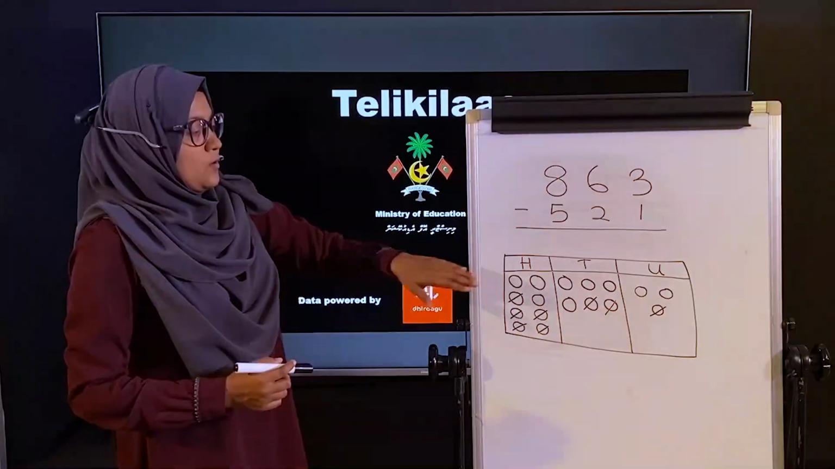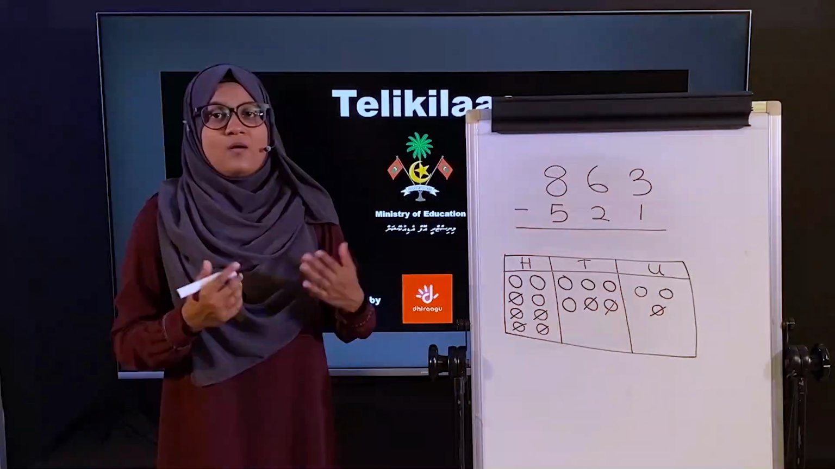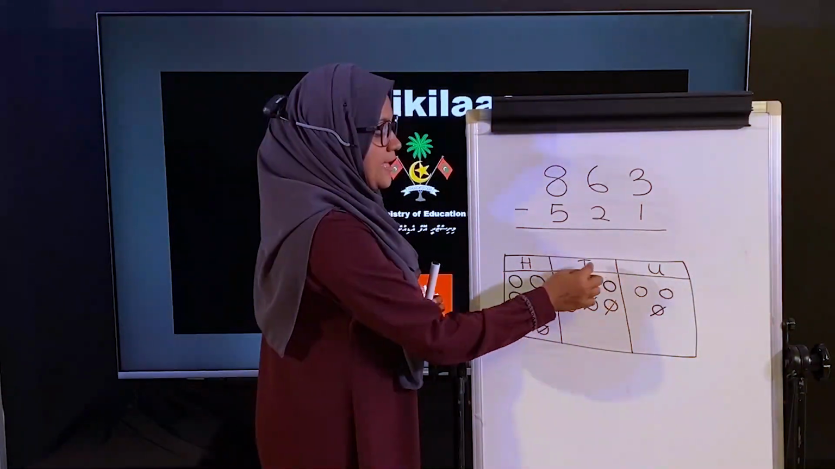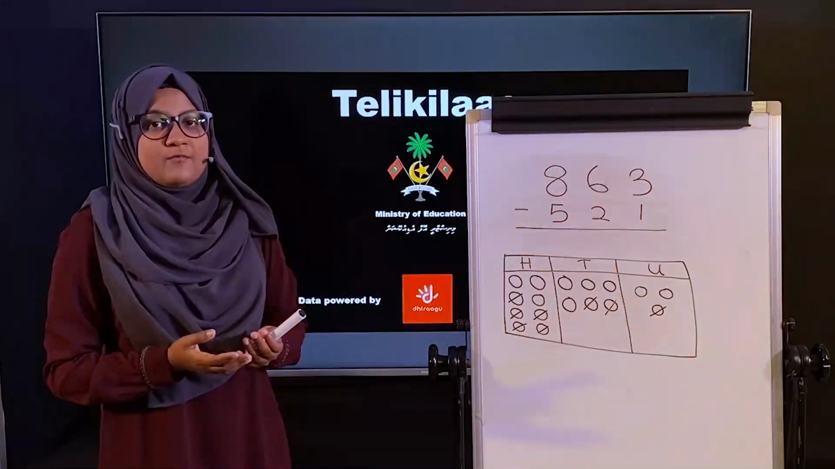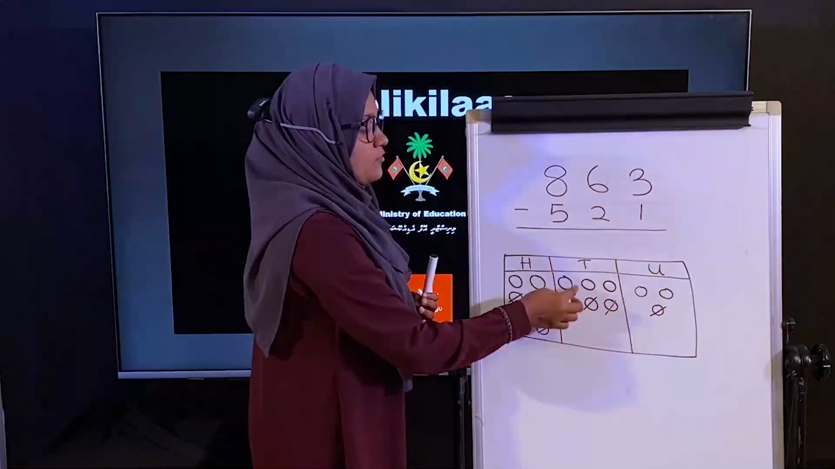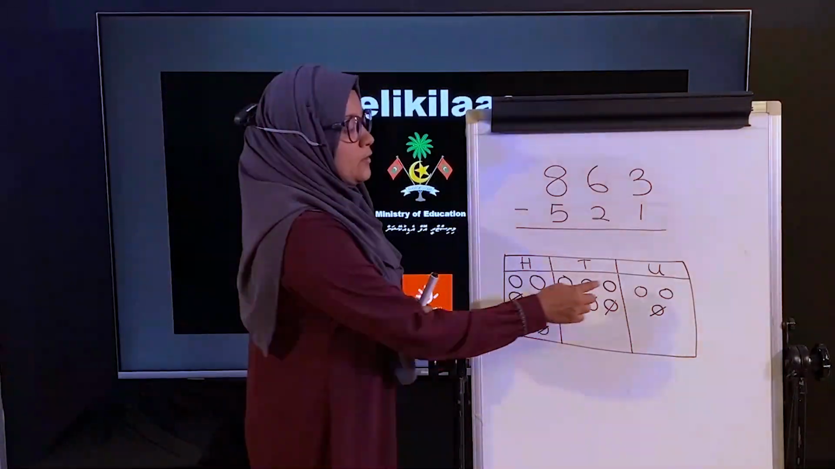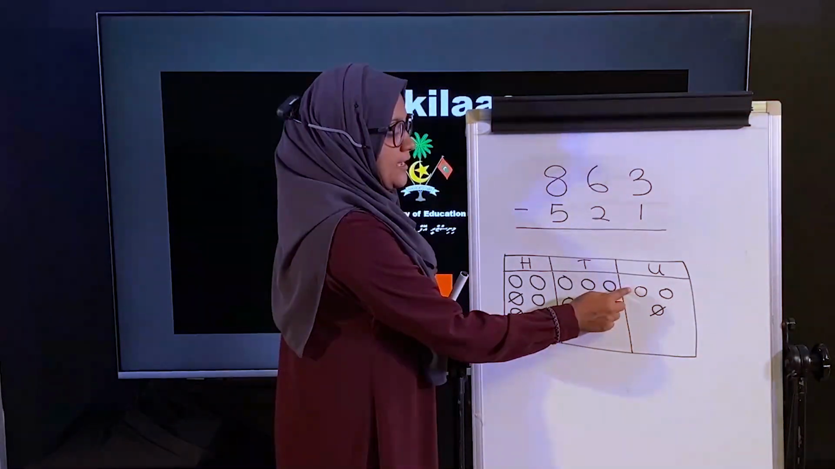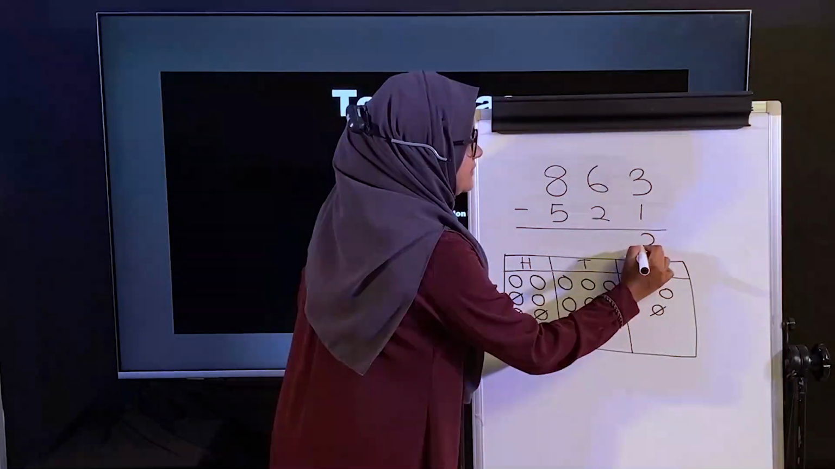Next, what's remaining would be your answer. For that we will count each place value to find what we have not cut, and that would be the answers of each place value. In units, we cut 1 and what is left is 2. So 3 minus 1 is 2.